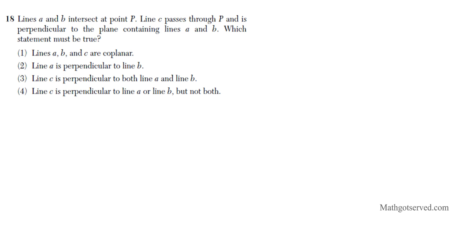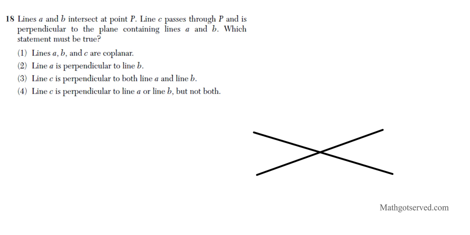Now let's take a look at question 18. It says line A and B intersect at a point P. Line C passes through P and is perpendicular to the plane containing lines A and B. Which statement is true? All right, so let's draw lines A and B first. So we have line A and line B. We know that they intersect. That's basically all we know. They intersect at a point P.